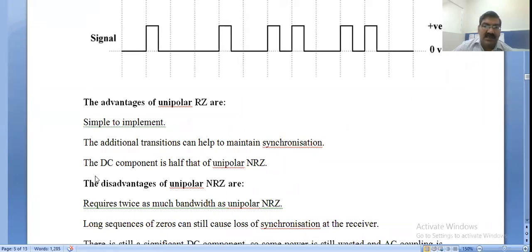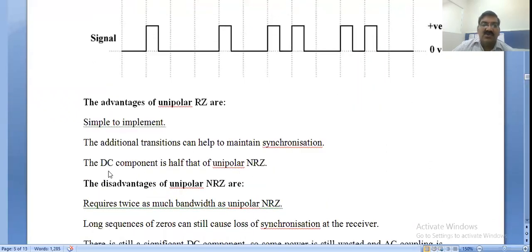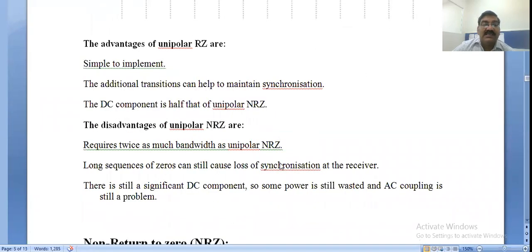Now, what is NRZ? Non-return to zero. As RZ is returning to zero, NRZ is non-return to zero. It will remain as data, whatever the data is there. So the DC component is half of that of the unipolar NRZ. That is again an advantage. What is the disadvantage?